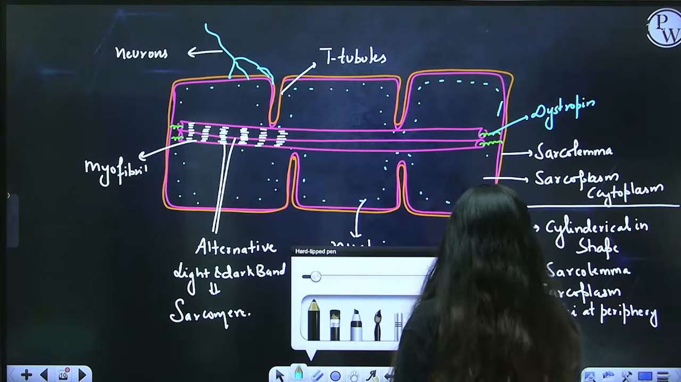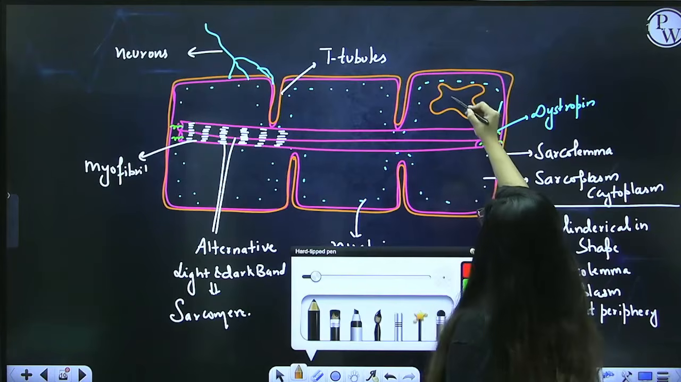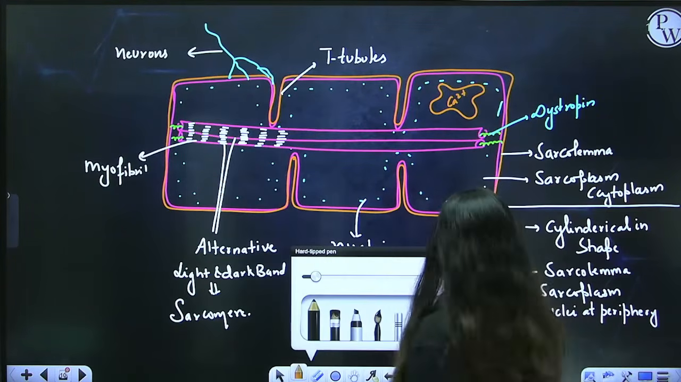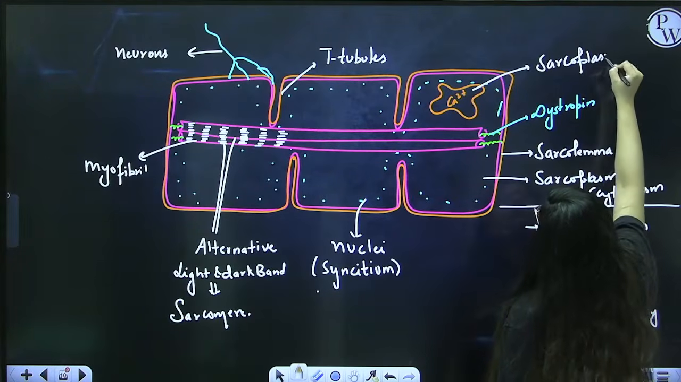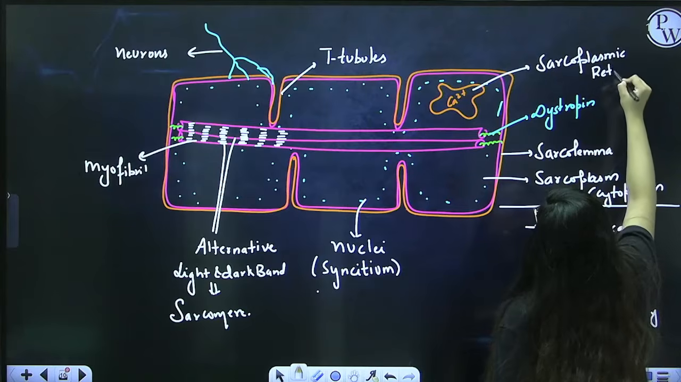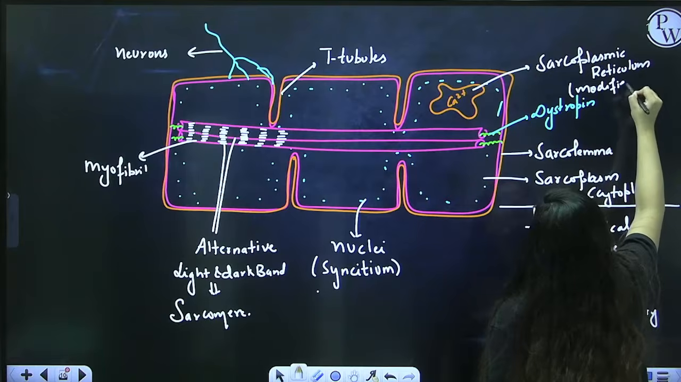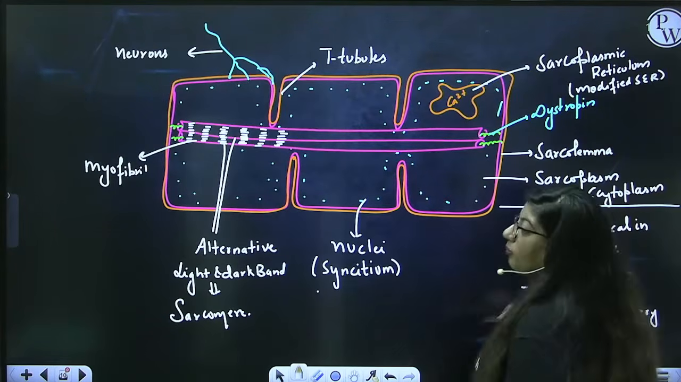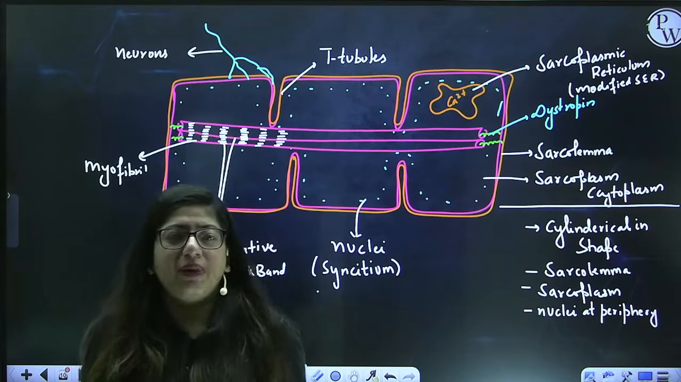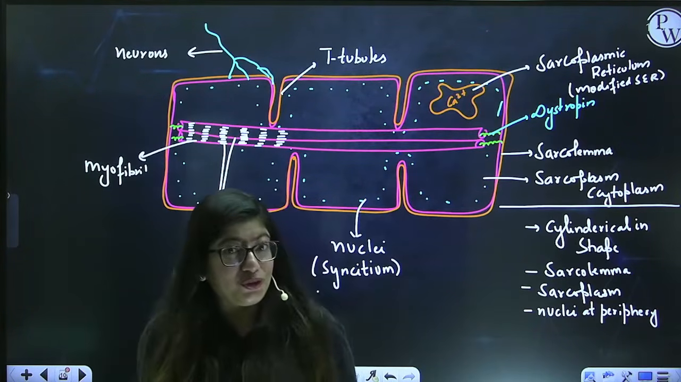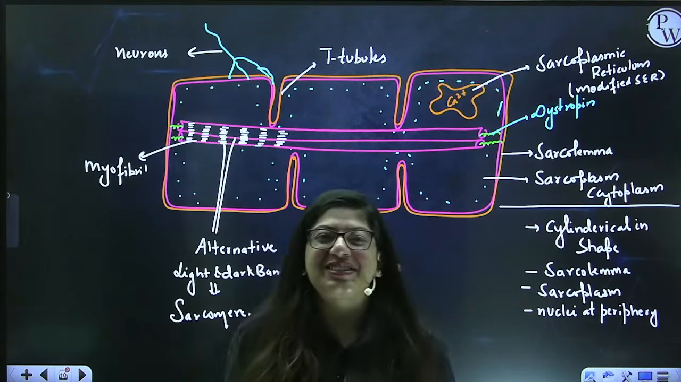Apart from that, it also has a structure known as the sarcoplasmic reticulum. The sarcoplasmic reticulum stores calcium ions. It is basically a modified smooth endoplasmic reticulum that can store calcium ions. Why calcium? Because calcium plays a significant role in muscle contraction, and I'll explain again shortly in the next topics of the chapter.